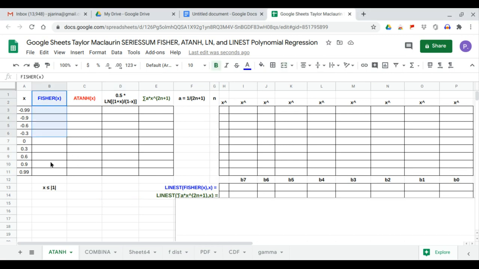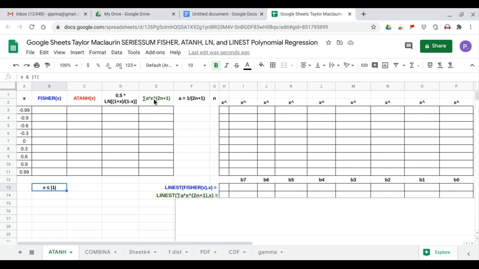Fisher, inverse hyperbolic tangent, and the 0.5 logarithm. The logarithm will give out the same values over values of x between -1 and 1.